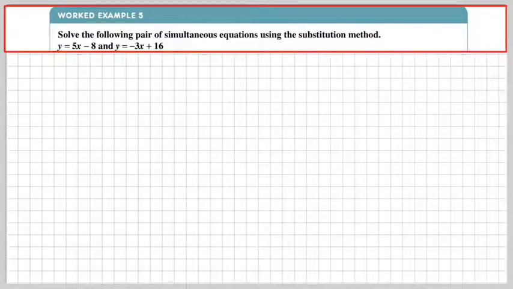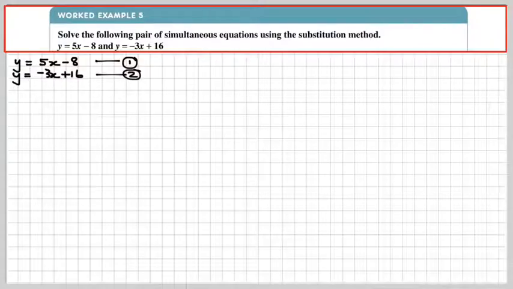Here's another one. We'll do exactly the same thing. So what's the first thing you do? What is the first thing you do? You label them, right? You label them. And then you'll notice that both of these equations here are in y equals mx plus c form, so they lend themselves very well to this technique of substitution.